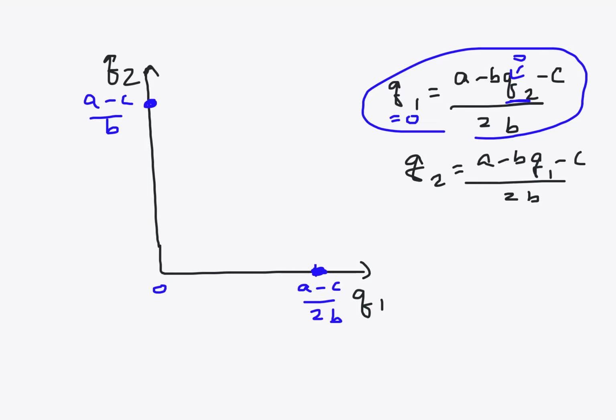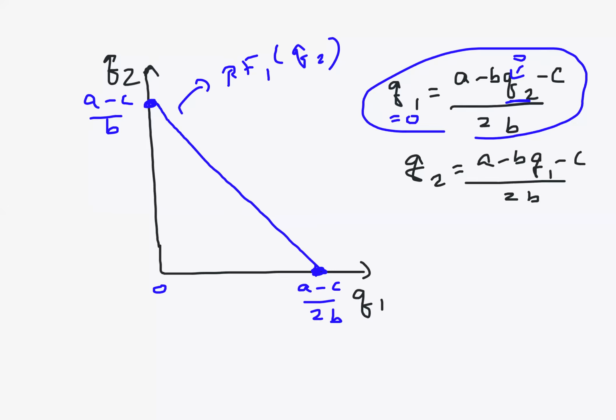So this would be the reaction function of firm 1. You can connect it with a straight line. This is the reaction function of firm 1 given the output produced by firm 2. This is also the best response function of firm 1.